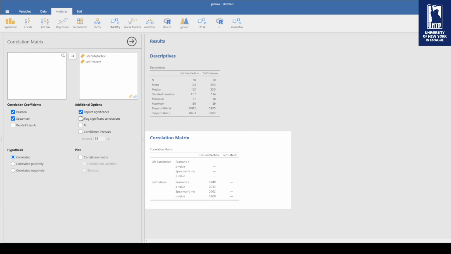As you can see from this table, as I said, we do not have significance. Even though the Spearman's row is the one we want here, they are both not significant, inasmuch as they are above the 0.05 threshold.